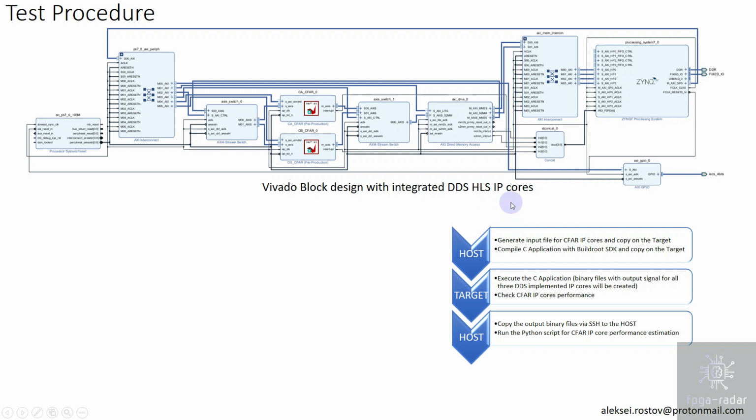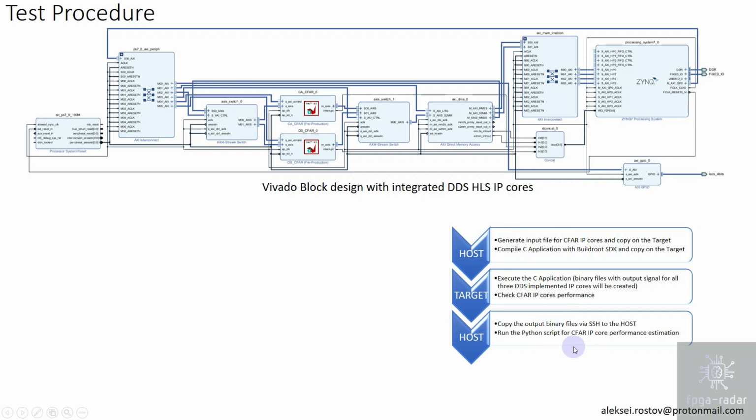First of all, by using Python, I create a binary file. It's input simulated data that should be copied to the target. Besides that, of course, the C application for controlling all this logic should be compiled and also copied to the target. On the target, the C application should be executed, and both outputs of the IP cores will be written into output binary files that should be copied back to the host.